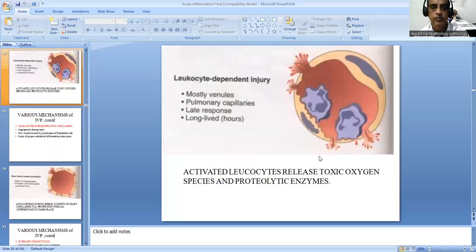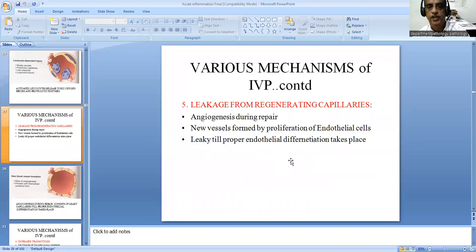The next mechanism that has been proposed, this is the graphic of this. These are sticking to this endothelium and producing damage here and here. The next is leakage from regenerating capillaries. During repair, angiogenesis takes place. Angiogenesis means the formation of new vessels. They are formed by proliferation of the endothelial cells.